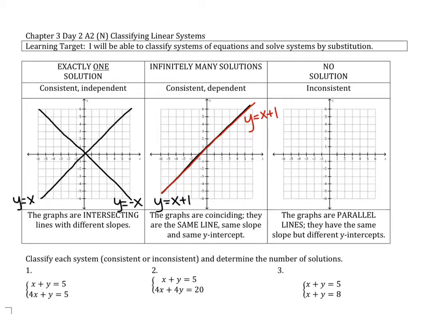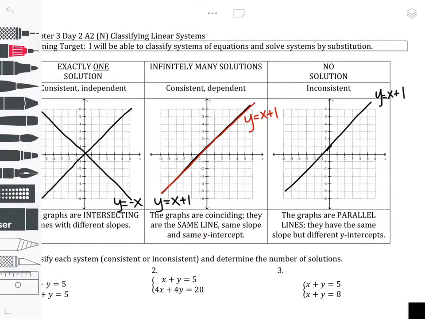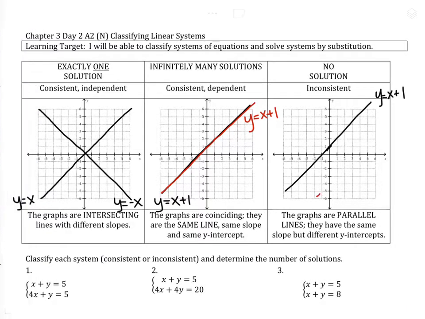So what would be an example? Let's graph y equals x plus 1, y equals x plus 1, and another one I'm going to graph with red color again, say y equals x minus 4.